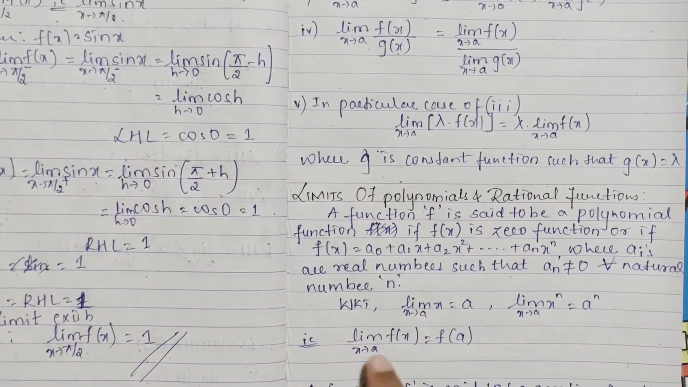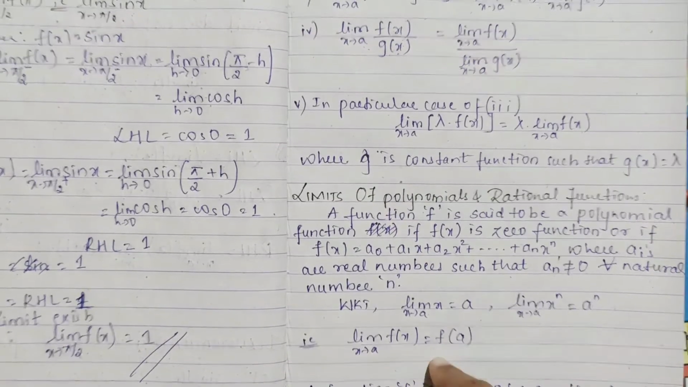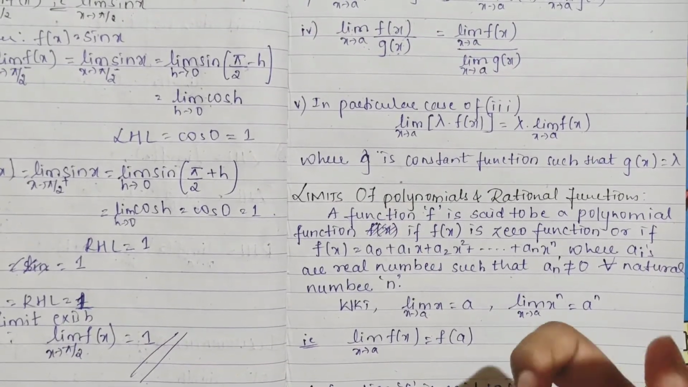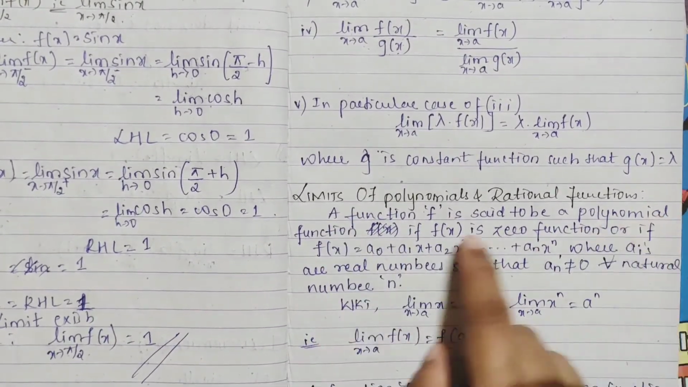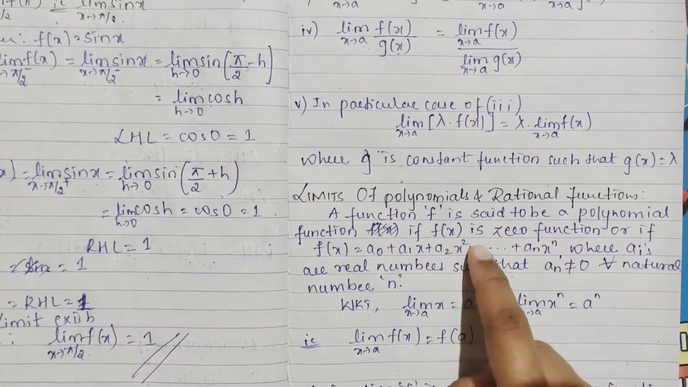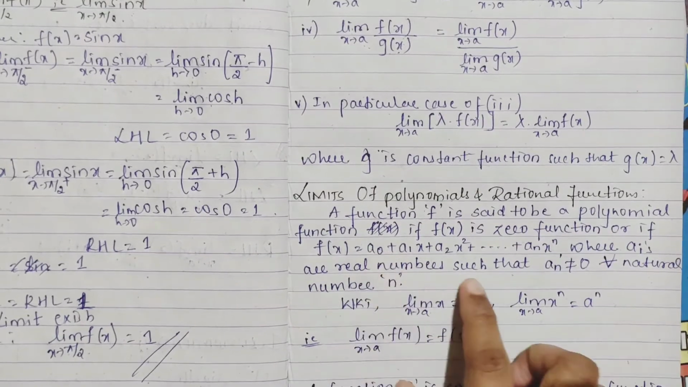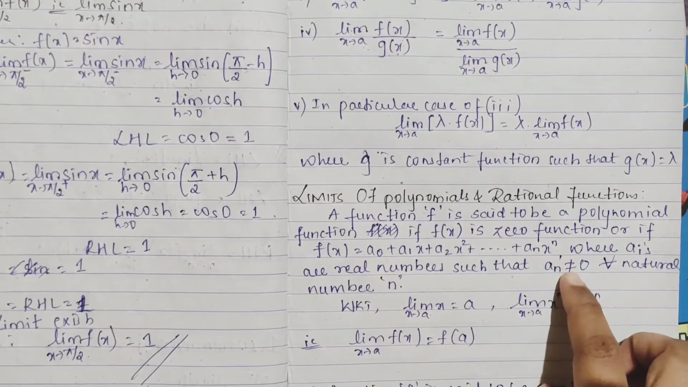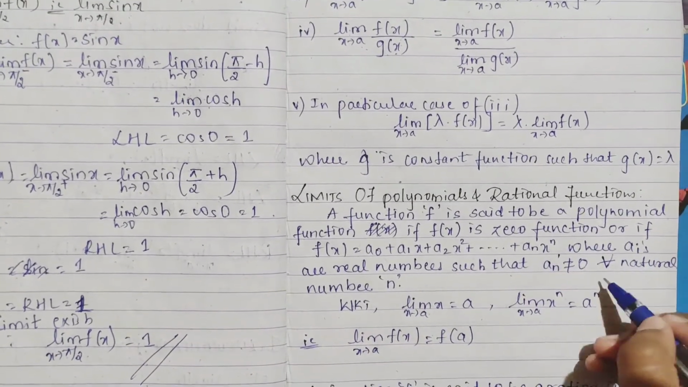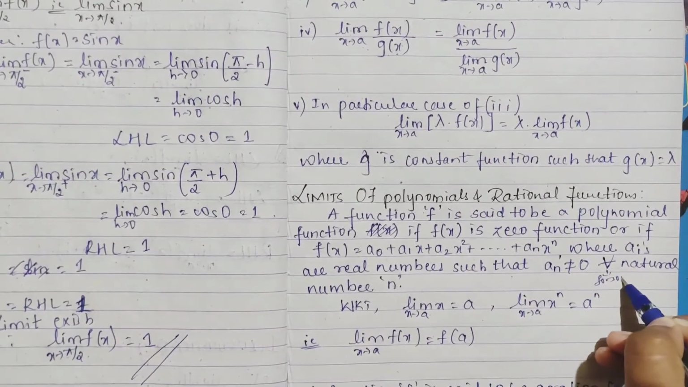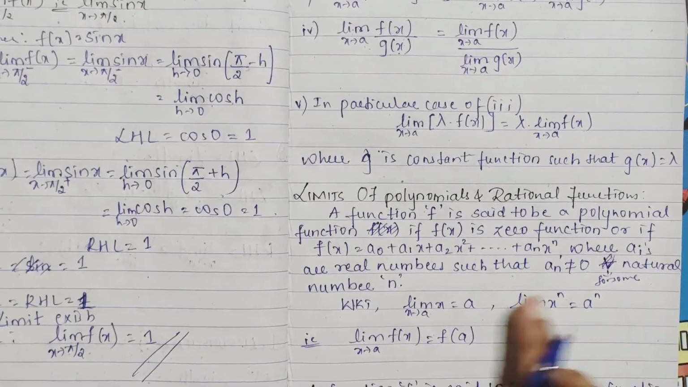So in short, limit f of x as x tends to a is equal to f of a. This holds only when the function is continuous. The function is continuous. So this is just a definition, just write it down. A function is said to be a polynomial if f of x is the zero function, or if it is a polynomial where the a i's are real numbers such that a n should not be equal to 0, for some natural number.